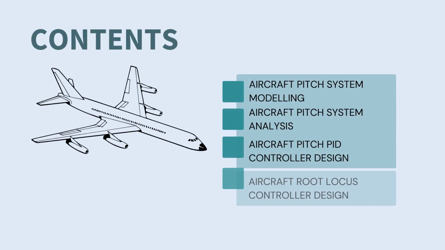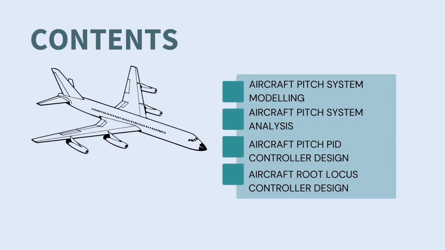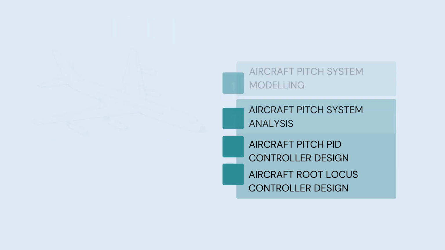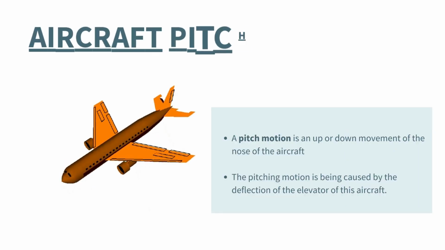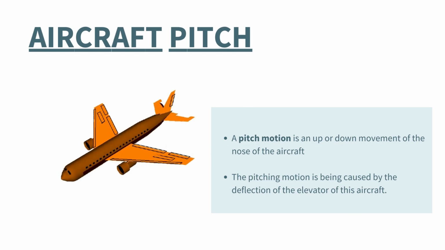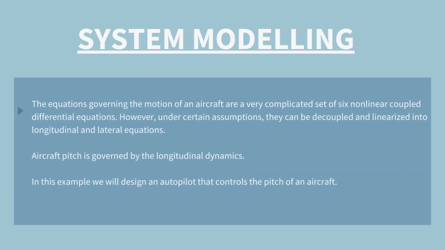So here we'll be dealing with the aircraft pitch system, modeling and analysis, the PID controller design, the root locus plot, and the Bode plot. A pitch motion is an upward or downward movement of the nose of the aircraft, and it's caused by the deflection of the elevator of the aircraft. Initially, we have done system modeling.